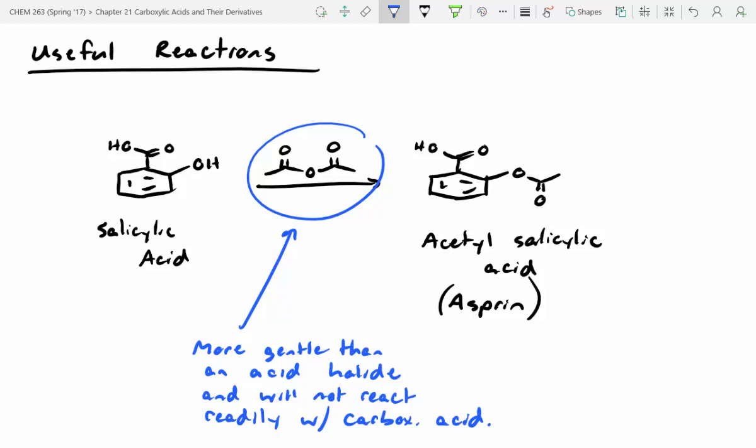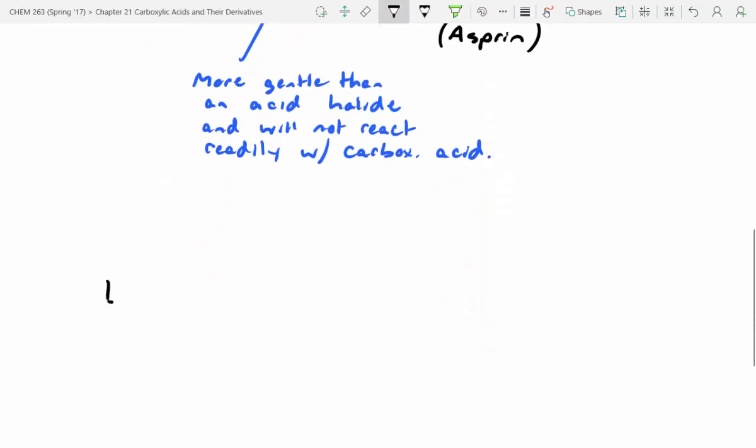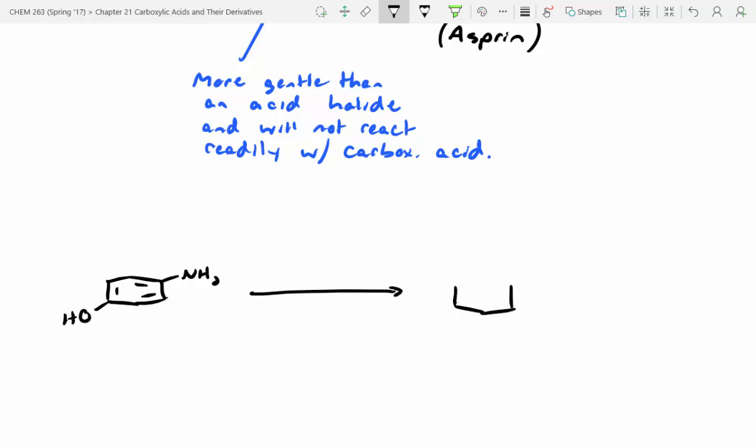Yeah, in 131, I believe they give you salicylic acid, acetic anhydride, and then you have to check your product by melting point. It's a really popular lab for intro-level chemistry courses. You can also do a similar reaction where you can acylate nitrogens. And again, this is done with acetic anhydride.